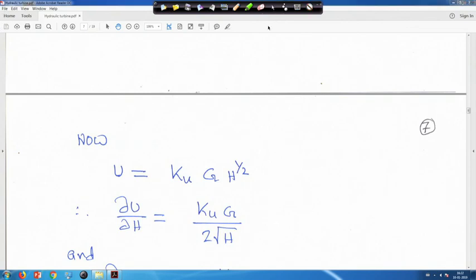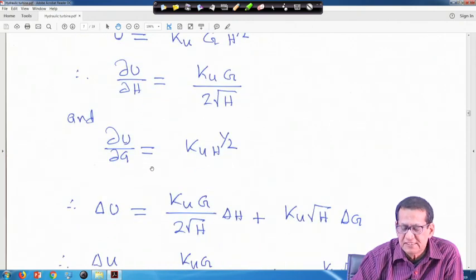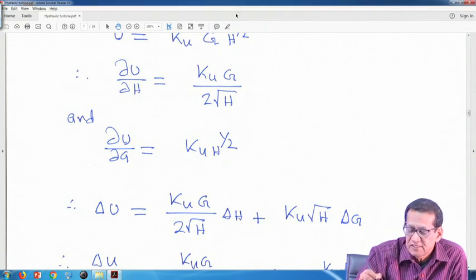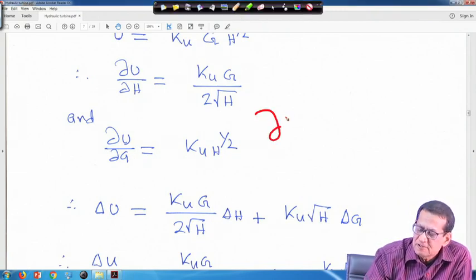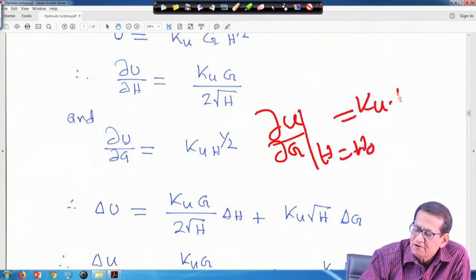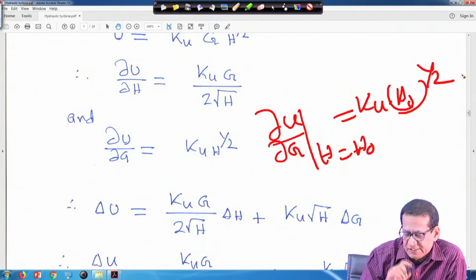Similarly, del u del g is equal to ku into h to the power half, right. Same thing here also, del u del g for h is equal to h 0, we can write ku h 0 to the power half, right. Here I did not put it, but I am telling you this way we will do.